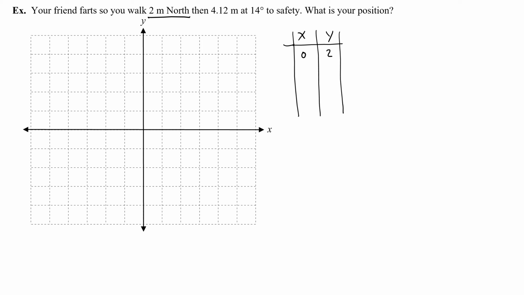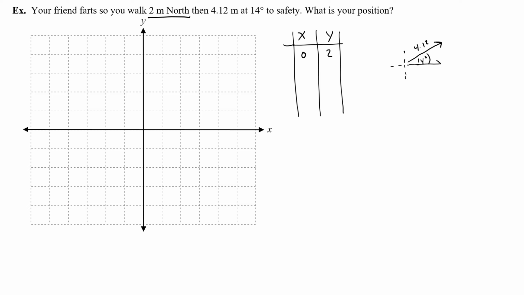Okay. Then this 4.12 at 14 degrees to safety. I'm going to just kind of sketch it. If I have a little X and Y, 14 degrees is going to look like that. We'll call that theta. And I'm just going to draw some line, 4.12. And I'll write 14 degrees there just to help myself. So what I need to do is take this vector and turn it into components so that I can understand what my new X and Y are going to be.